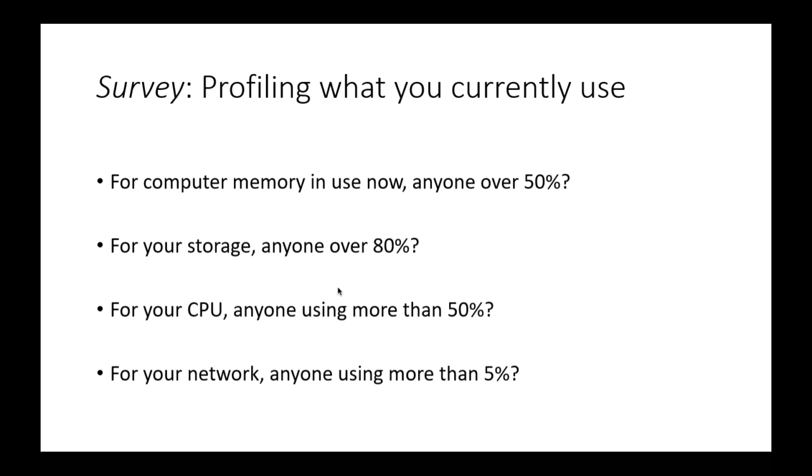Is anyone actively using more than 50% of the memory of your computer? Yes. 1, 2, 3, 4, 5. Okay. Same question for storage, except 80%. Is anyone using more than 80% of their storage capacity on their computer? Yes. 1. CPU. Anyone using more than 50% of their processing capacity currently? Great. Last one, network, more than 5% of your network. 0. All right. So what do we notice here?